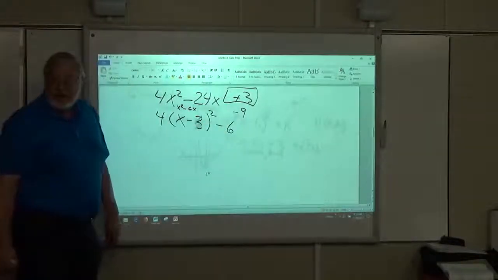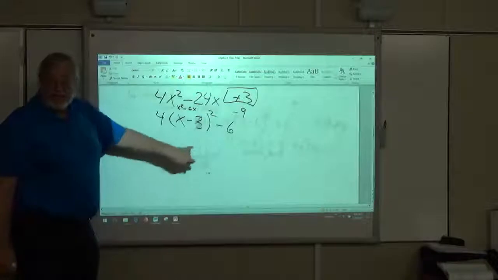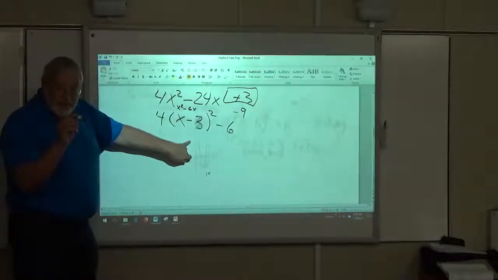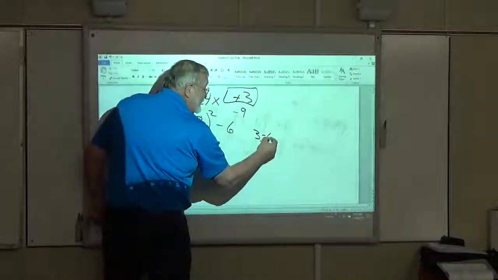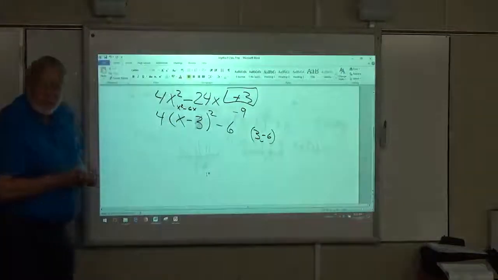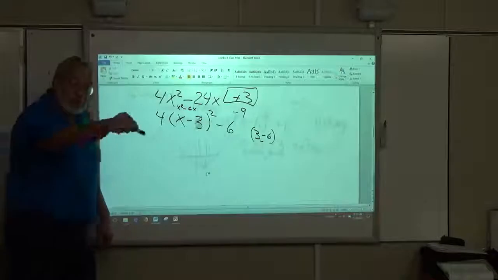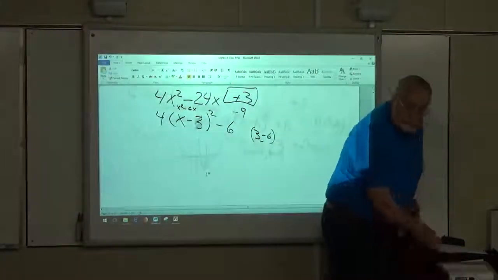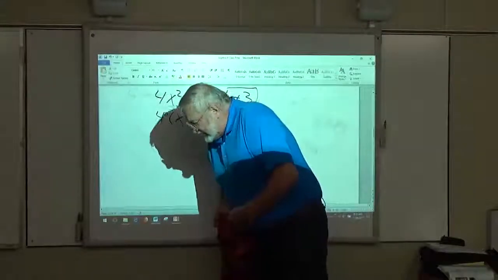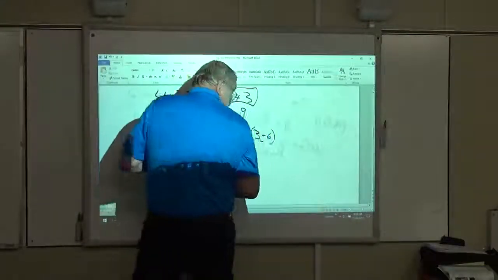So what's the vertex of this problem? 3, negative 6. Positive 3, negative 6. So 3, negative 6 is the vertex. All right, now that's what you're supposed to do with the problem that you've got in T2. All right, make sense? Whoa, almost pulled it off.